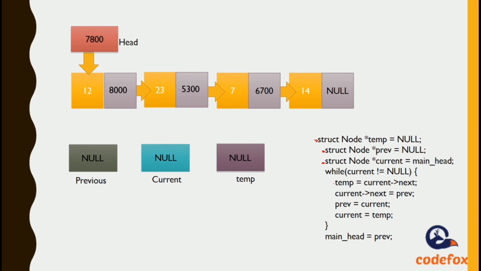Now let's jump to the first line of the code. It says node pointer temp is equal to null. Okay, so we have null here. Previous pointer should be equal to null. Yes, we have null here. Current equals to main underscore head.